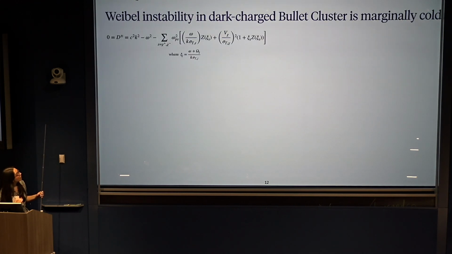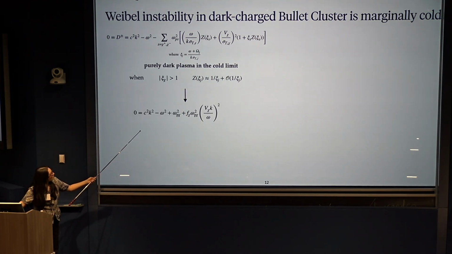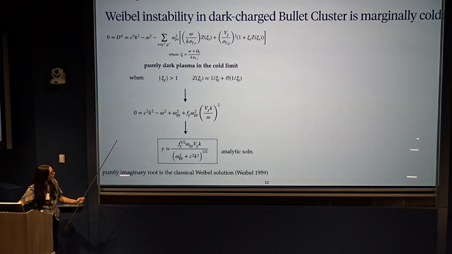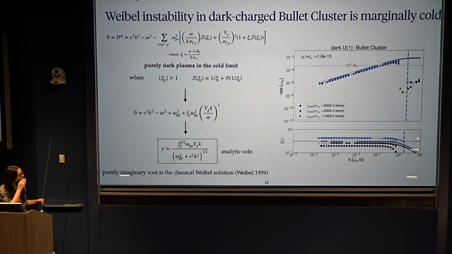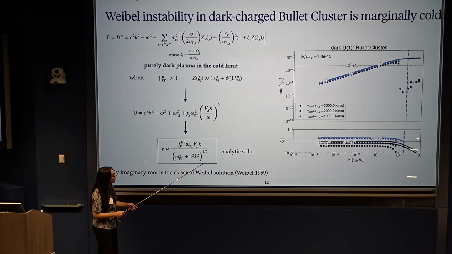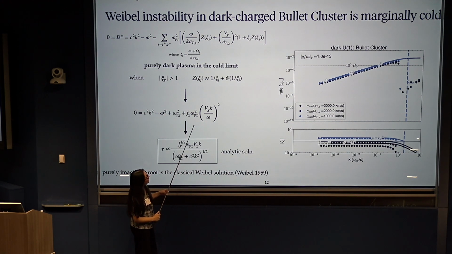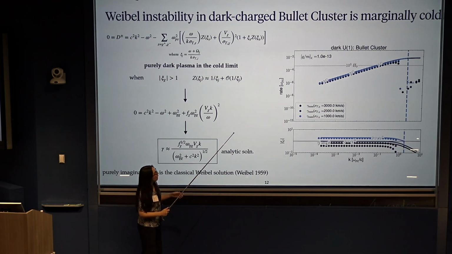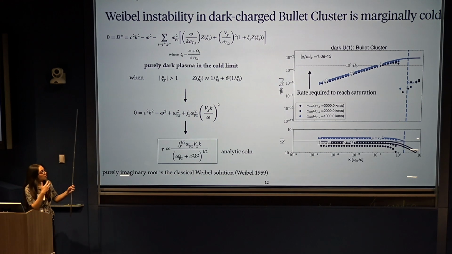OK, so we do this for the bullet cluster case. We assume that Xi is 1, so we want to know what happens in the cold limit. We just get this polynomial that we solve for gamma. This is just the classic Weibel solution, but recast for this case where you have dark electromagnetism. Matt and I looked at what happens with this Xi, and for the bullet cluster case, there's some uncertainty on what the temperature is, so you're only marginally in the cold limit. Then we went back and numerically solved to find the charge to mass ratio where you can grow this instability, such that you'll get this strong coupling and the two dark matter halos will no longer pass through. This is the rate required to reach saturation, and we roughly get a charge to mass ratio of 10 to the minus 13.